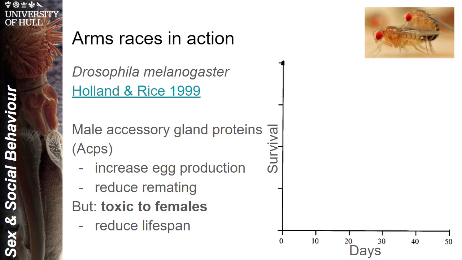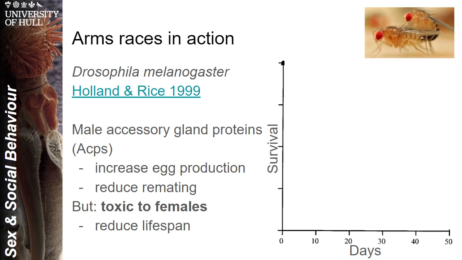So one example of that in action is going back to these papers by Holland and Rice looking at Drosophila, where the male accessory gland that produces his seminal fluid produces accessory gland proteins which manipulate the female's reproductive behavior. So the exposure to these proteins will cause a female to increase her egg production on this attempt, not caring about future reproduction. And they also reduce her propensity to remate.